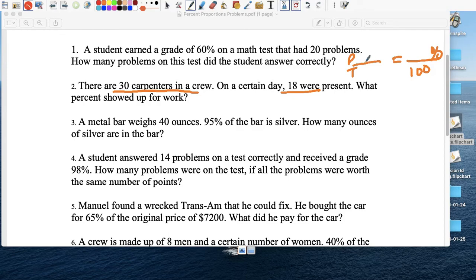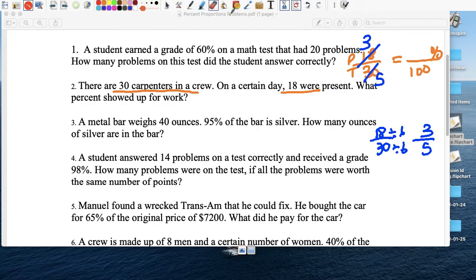So, how many people? There are 30 carpinteros. How many? ¿Cuántos vinieron? 18. The percent is, la porcentaje es lo que queremos. So, let's do this. Now, 30 multiplicado por 100 is times what is 100? No sabemos, ¿no? So we can simplify 18 over 30. A ver si nos ayuda. Divide by 6. Let's try 6. 18 divided by 6 is 3. 30 divided by 6 is 5. So we're going to cambiar esto. 3 over 5.